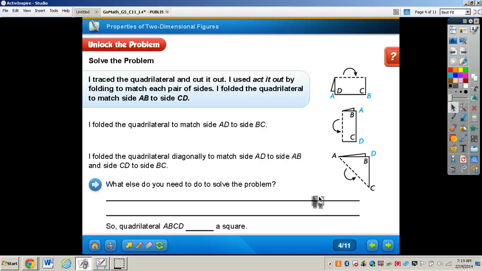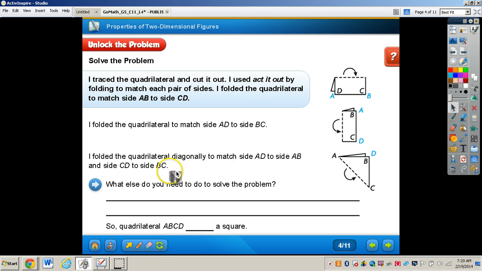Okay, so we can see some things that we can do to act it out here. You can even see on page 453. So something that you can do is trace a quadrilateral and cut it out. You can use the act it out strategy by folding to match each pair of sides. So you can see that you can fold side AB to side CD, and so on. All right, so we can see that I folded side AD to side BC, right over here. And then also you can see that the quadrilateral can also be folded diagonally to match side AD to side AB and side CD to side BC.